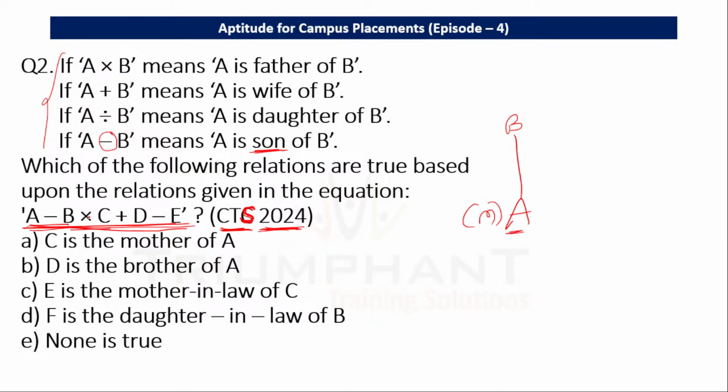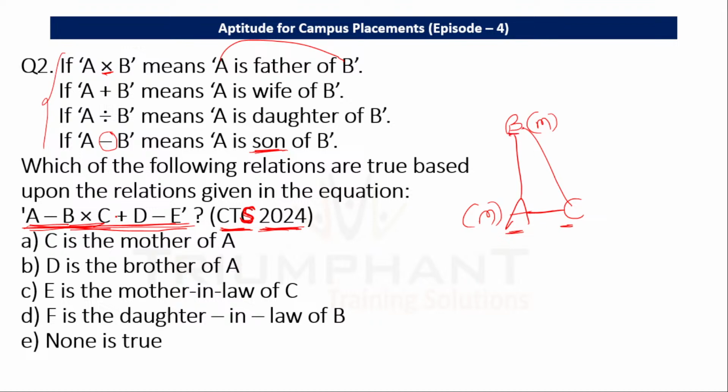Next, B and C are connected by into. In the statement, if two letters are connected by into, the first person is the father of the second person. So in B into C, B is the father of C. So if B is the father of C, B is male, and these two are siblings. B is the father of C in that statement. I know B is male, but I don't know about C.